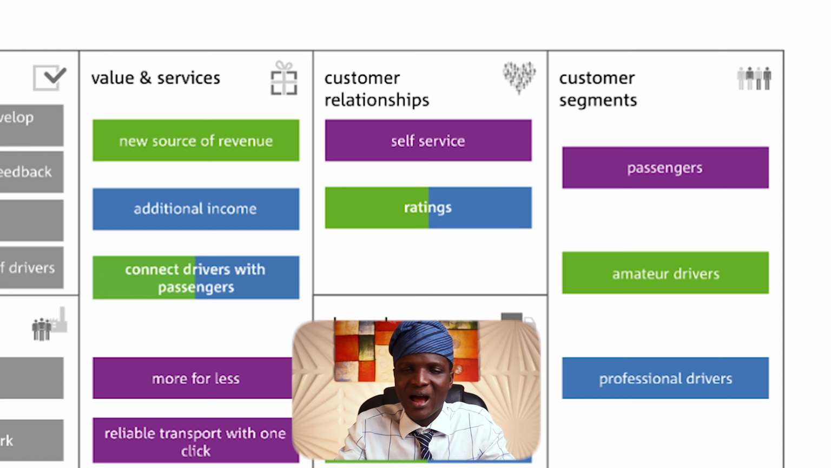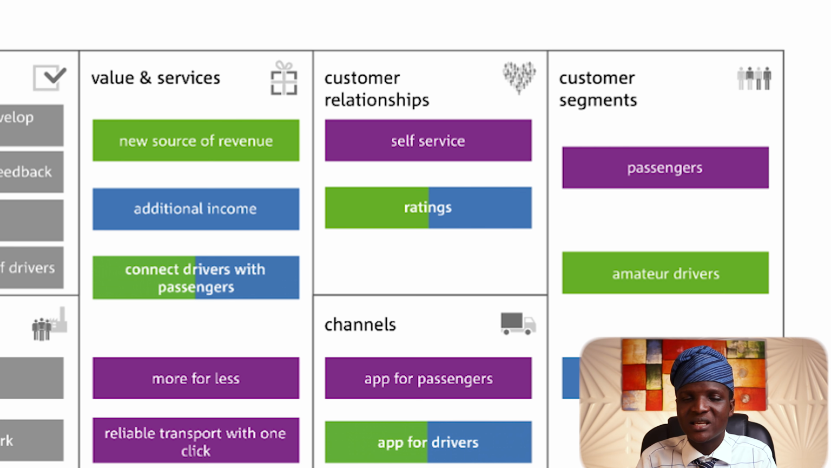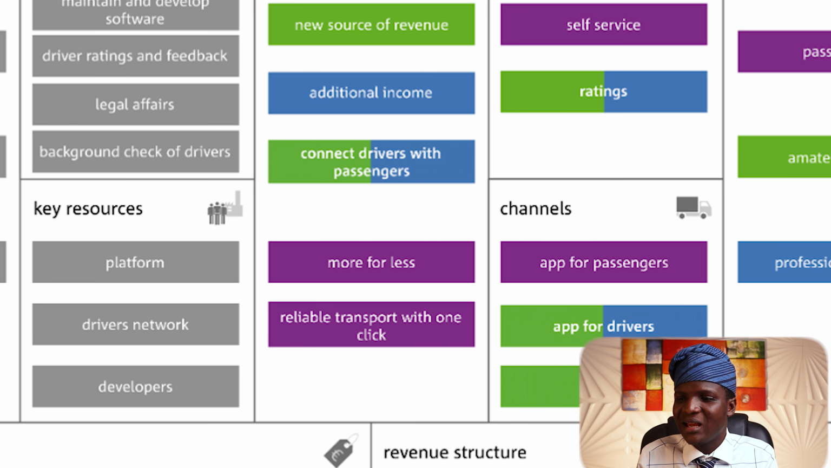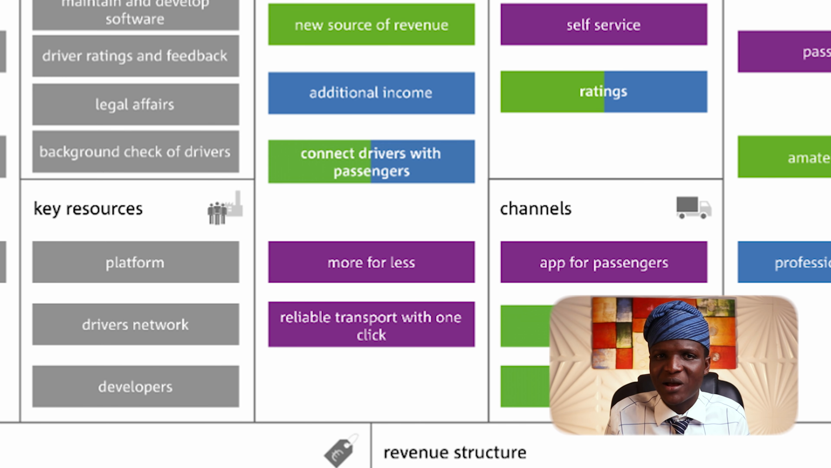And the next one is what? Connect drivers with passengers. This is for drivers, another value proposition is they are going to connect drivers with passengers. That's part of their value. And the next one is for the passengers, solely for the passengers, which is what? More for less. They are giving you more service for less price. And the next one is what? Reliable transport with 1 click. Just order on your app and you are going to get it.